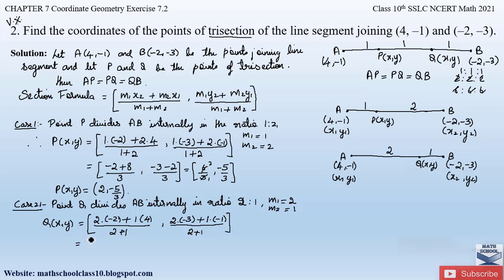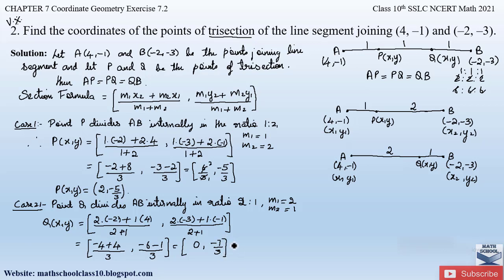Right, so this will be 2 into minus 2 is minus 4 plus 1 into 4 is 4 divided by 2 plus 1 is 3, and 2 into minus 3 is minus 6 plus 1 into minus 1 will be minus 1 divided by 2 plus 1 is 3. So this will be equal to, what is minus 4 and plus 4? This will become 0 divided by 3. So anything divided by 0 will be 0, comma. So here we have to add with a minus sign. So minus 7 by 3.